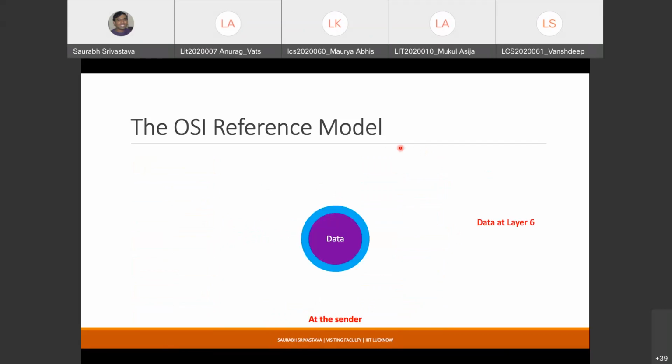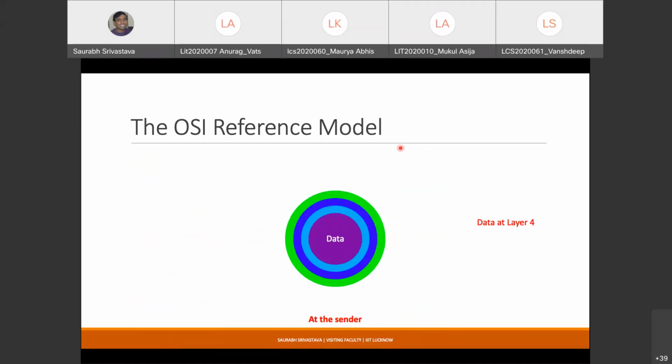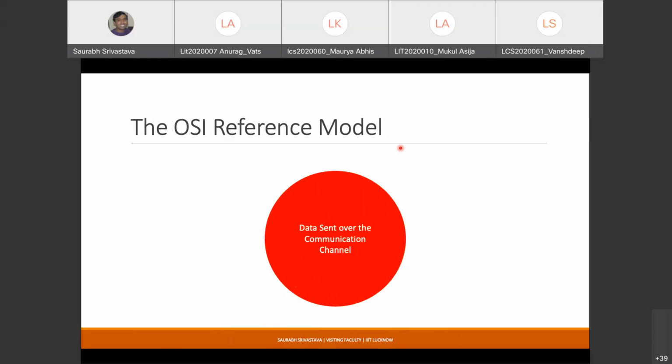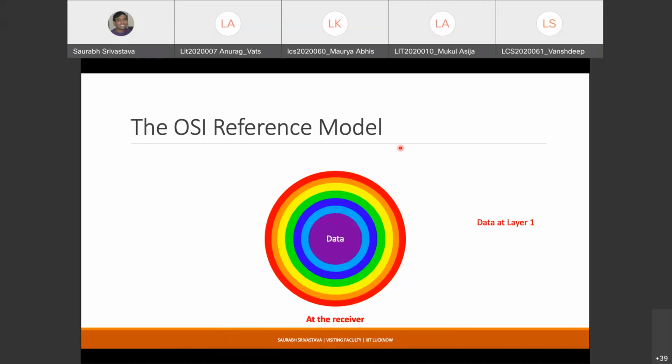This is another pictorial view of how this works. You only had data in the beginning, then each layer on the sender side keeps adding more and more data to it, and finally you get a very fat data packet. This then gets transmitted over the medium, and at the receiver end the exact opposite happens.